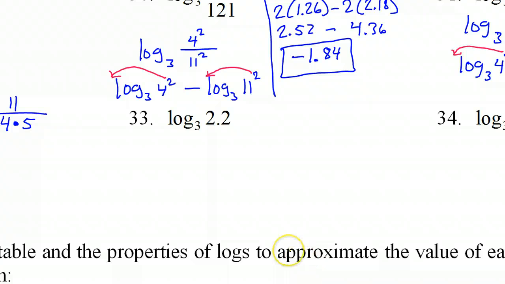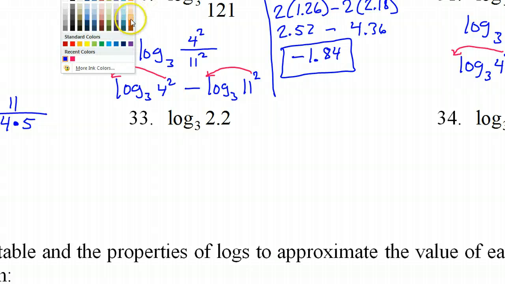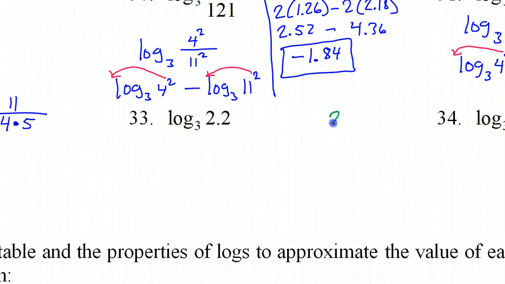Number 33. 2.2. Goodness gracious. Alright. Let me switch colors and do this off to the side. 2.2 is the same thing as 2 and 2/10, because this is the 10th place. So this would reduce this fraction, so that's 2 and 1/5.